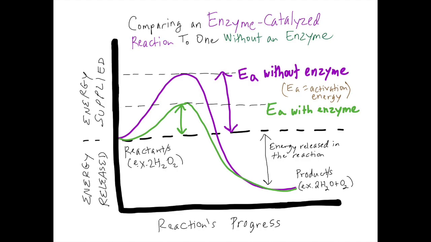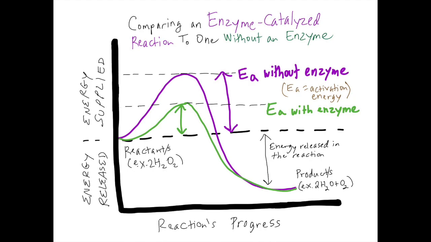But the definition of an enzyme is it's a biological catalyst. And catalysts speed up chemical reactions, but a biological catalyst means it's inside a living organism. And the way that an enzyme speeds up a chemical reaction is by lowering the amount of activation energy needed to get the reaction started.